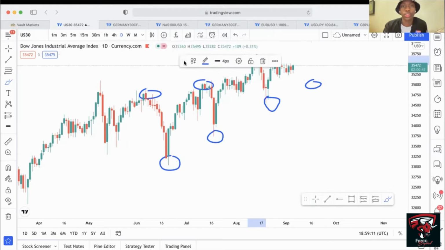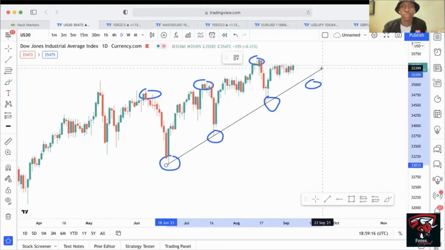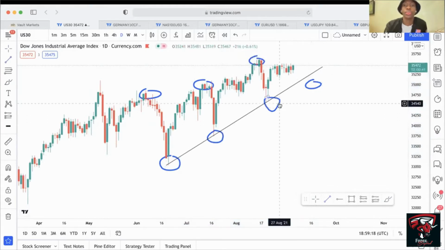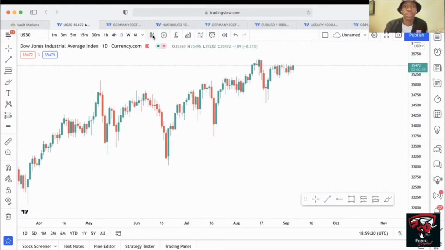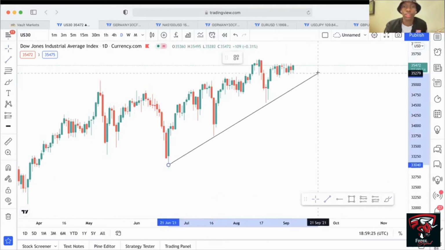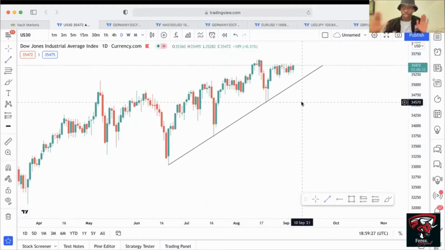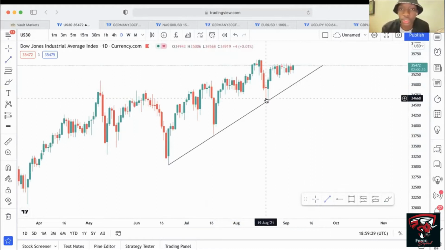So guys, we connect a trend line. 1, 2, 3. There we go. We have our 3 touches. Okay, let me just delete all this first. Let's clean up our trend line. So as you can see, 3 touches, guys. Simplicity is key. This would have been an entry point to buy.